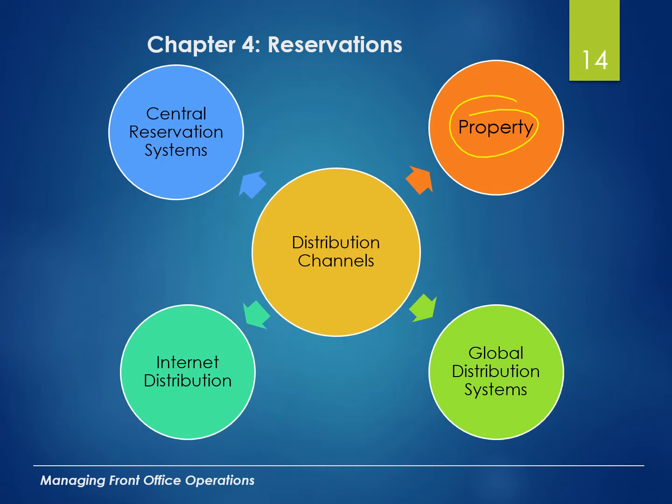Now, calling the property direct is the most preferred because we get 100% of that revenue for that room. The other one is the central reservation systems. Through those central reservation systems, they're going to charge us a small fee to process that reservation, but it's not going to be as much as the internet distribution or the global distribution systems.